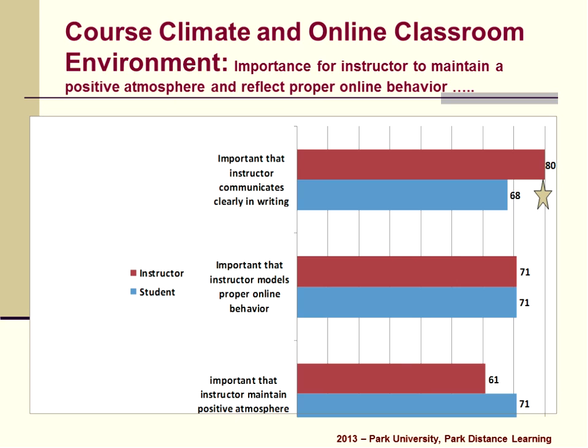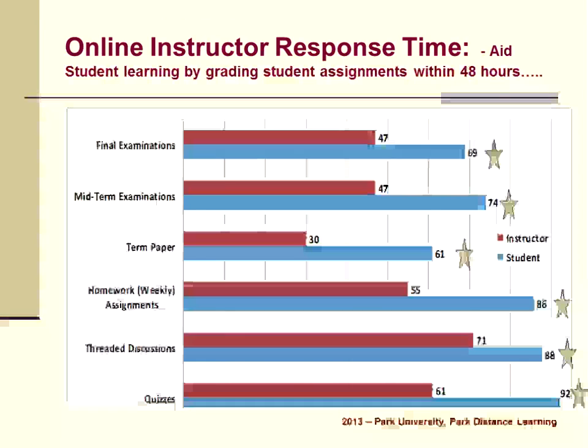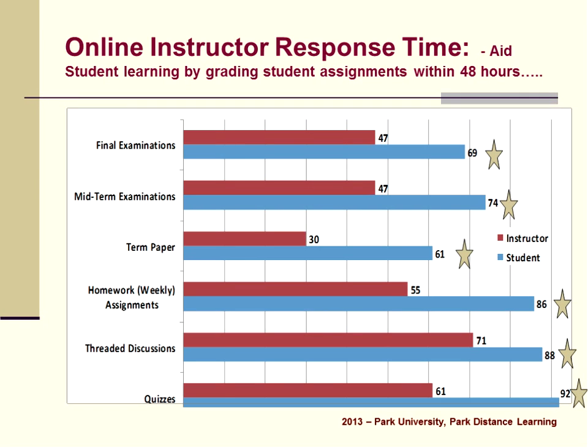Here the instructors placed a statistically significant higher importance on communicating clearly in writing, which they did to students. 8 in 10 felt that was important versus 7 in 10 of the students. And instructor response time. Note how the stars light up here as the grading of final exams. 7 in 10 students wanted it within 48 hours versus 5 in 10 faculty members.